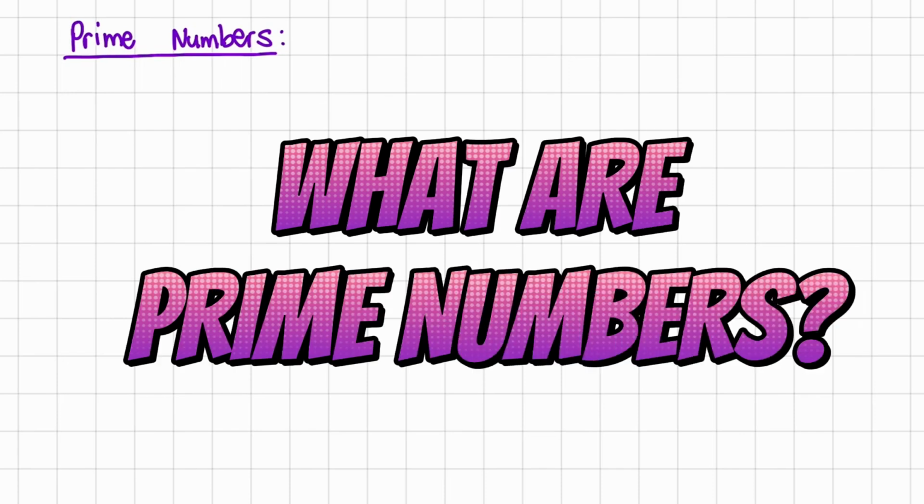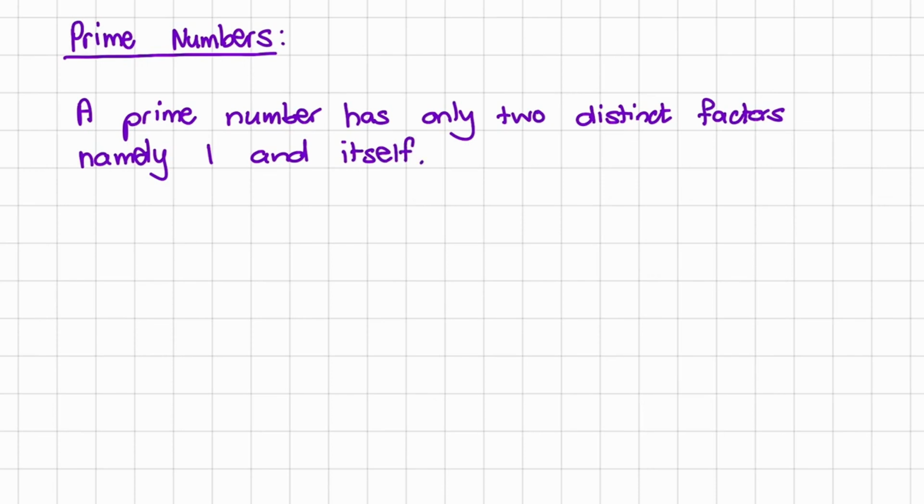In this video, we'll discuss prime numbers. In a previous video, we discussed what factors are, and prime numbers are numbers with only two distinct factors, meaning one and itself. Now, the number one is not a prime number because it only has one factor, which is itself. But other prime numbers are 2, 3, 5, 7, 11, 13, 17, and so forth.